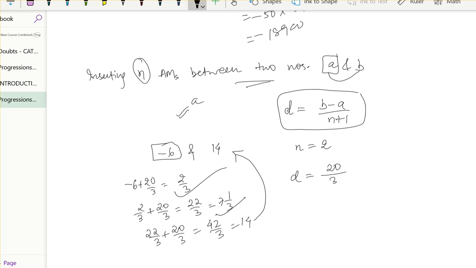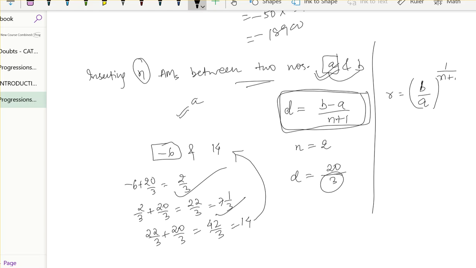When we have to insert three arithmetic means, it will be 4 here, because n plus 1. So the formula for D is B minus A upon n plus 1. You already have A, you just need D. So I am giving you the formula for D, that is B minus A by n plus 1. And a very similar formula works for geometric mean also. To insert n geometric means between two numbers a and b, you already have a, you need r. So r will be equal to b by a raised to the power 1 by n plus 1.